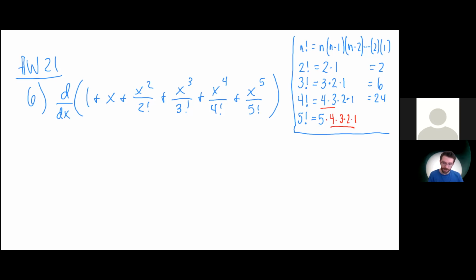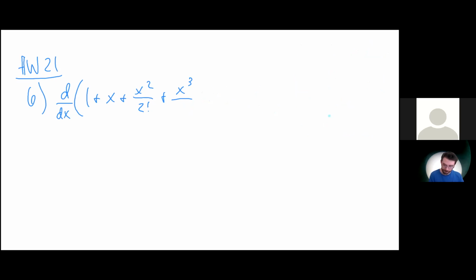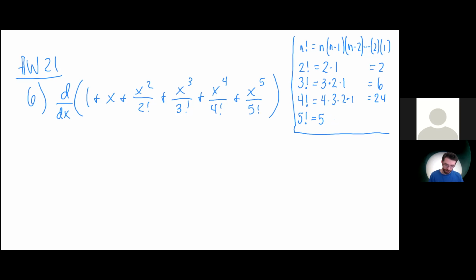But this is the same as that. So in actuality, 5 factorial is just 5 times the factorial that came before it. And we know 4 factorial is 24 from above, so 5 times 24 is 120. That saves a little bit of computation time. Luckily, we don't have to go any further than 5 factorial.